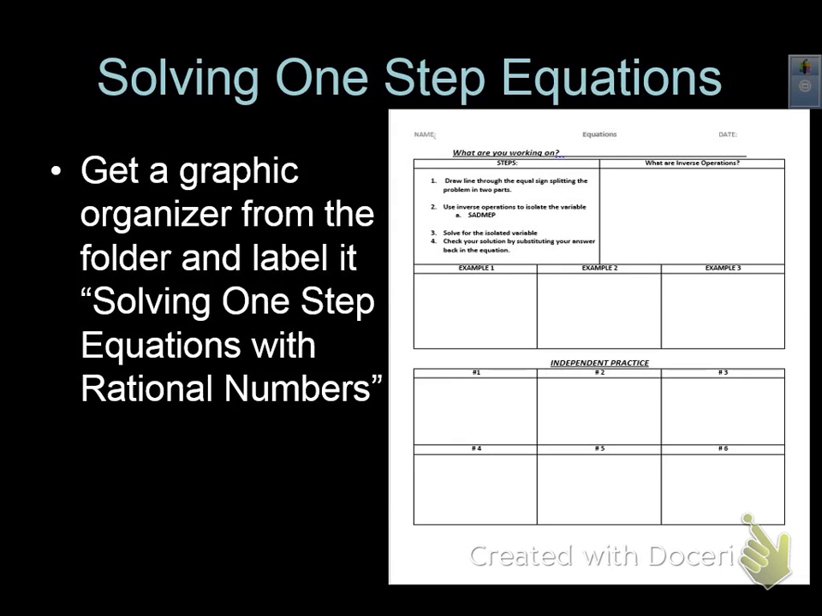If you did not already, please make sure you have the graphic organizer for our equations. At the top, be sure you fill out the "What are you working on" piece and label that with solving one-step equations with rational numbers.